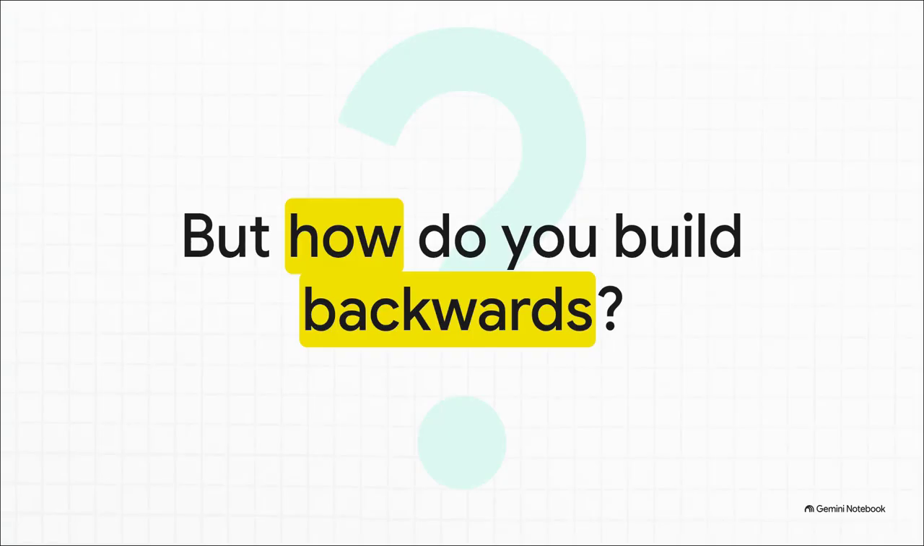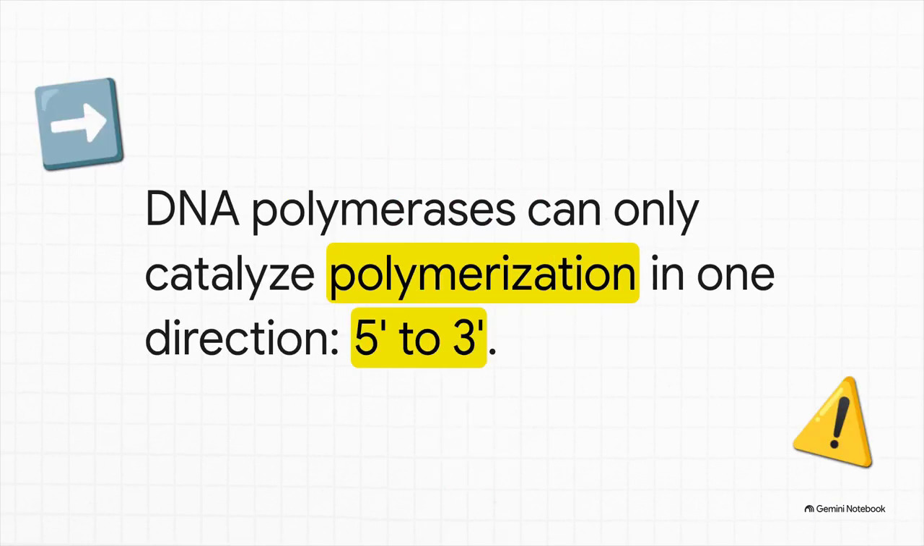Okay, so the leading strand is smooth sailing. But how on earth do you build backward? This right here is a massive biochemical plot twist. The other half of the unzipped DNA runs in the exact opposite direction. And our biological machines, well, they have some very strict directional rules they absolutely have to follow. Here is the major complication. DNA polymerases can only catalyze in one single direction, specifically from the 5' to the 3' direction. It is a strict one-way street.